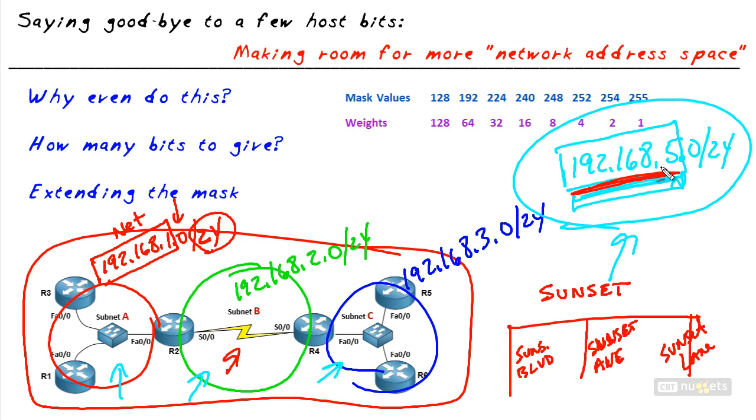Now, unfortunately, there is a price that's going to be paid if we take a perfectly good network like 192.168.5 and we chop it up. This network, which currently has 24 bits for the network and 8 bits over here for the host portion, in order to do custom subnetting, what we have to do is say goodbye to a few good host bits.